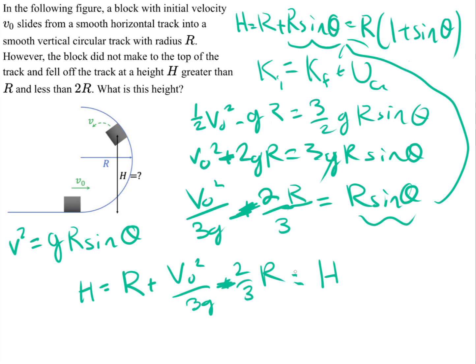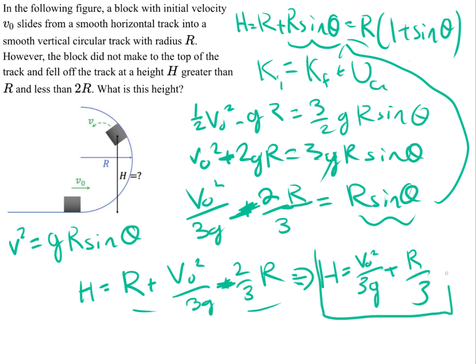So when you're solving these problems, be careful, because you might get it incorrect because of simple algebraic mistakes. And so you can subtract these two, and you get that the height is equal to v naught squared over 3g plus 1/3 r, or the radius divided by 3. And that is the height of the block. And this is how you would solve this problem here.